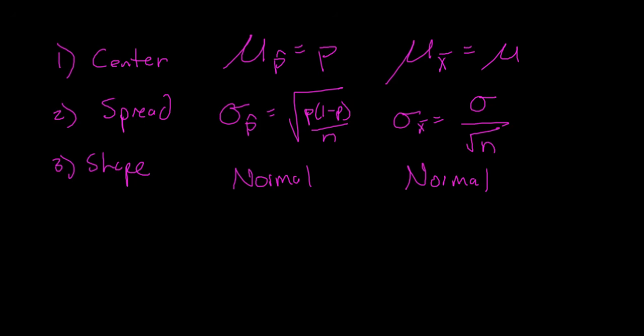So for proportions, we need 10 successes and 10 failures or more. And for means, we need to be big enough, which means A, the population is already normal, which is awesome. If not, the central limit theorem says we do need our samples to be 30 or more for the sampling distribution to still be normal. So again, shape, center, spread, that's all that needs to be said. Even draw a little picture like I drew in the examples. They love that as well.